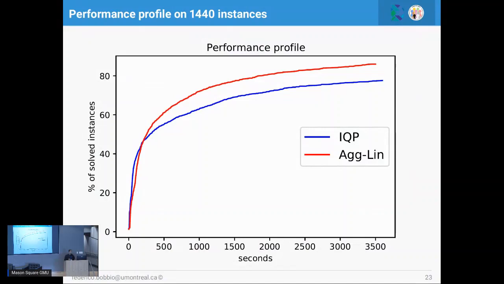and we also run some experiments on artificial instances that we generated, in this case, with uniform preferences. So this is the performance profile. We have a 1 hour time limit, 1,400 instances, and as we see, the aggregated linearization, which is our best linearization, outperforms the integer quadratic programming model. So at this point, I guess and I hope that to some of you, it is clear that this problem is tough to solve.